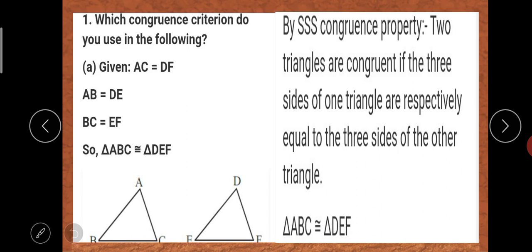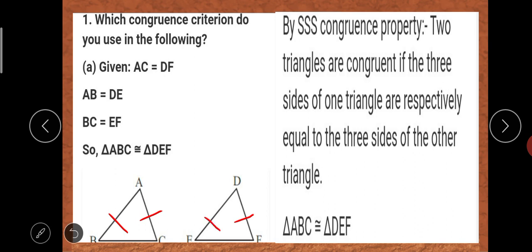Just see. First question: which congruence criteria do we use in the following? Two triangles are given, named ABC and DEF. In that we find that AC is equal to DF, so we will mark here AC equals DF. Then AB is equal to DE, AB equals DE.